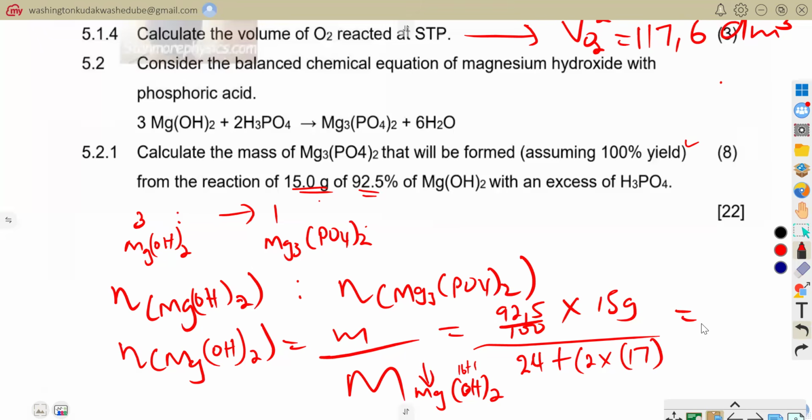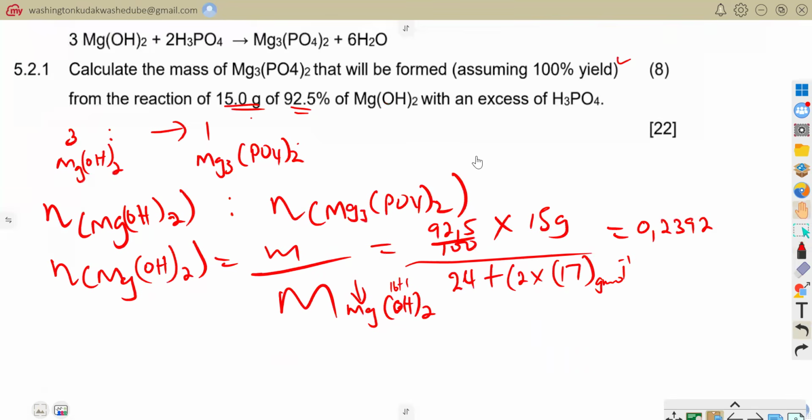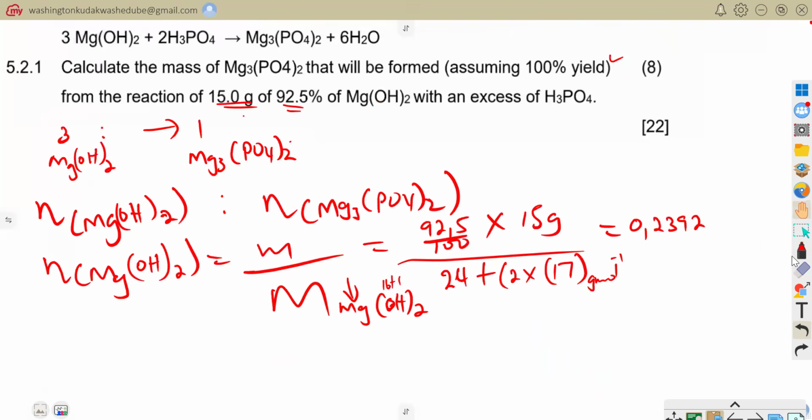So if you do that, what would be the mass? What would be the number of moles that you're going to find? Because this one will be grams per mole. The number of moles that we are going to find there is supposed to be equal to 0.2392. So the total number of moles that we are going to find for magnesium hydroxide is going to be equal to what? 0.232 moles.